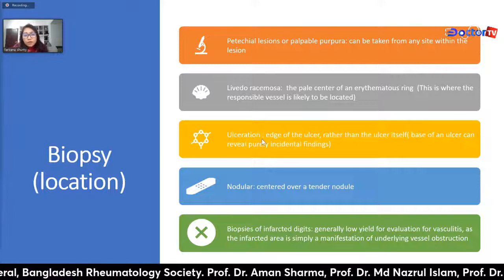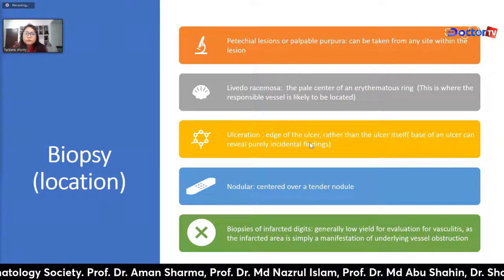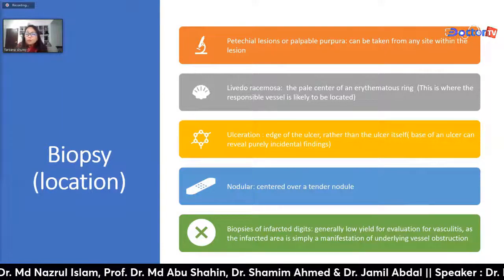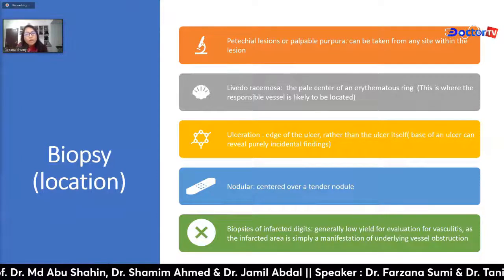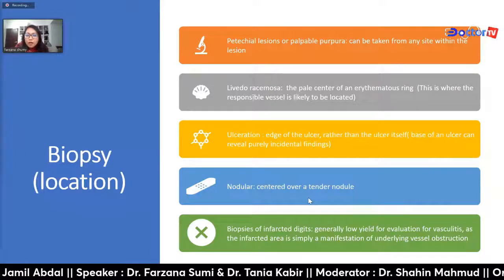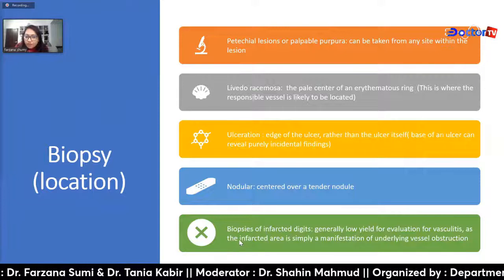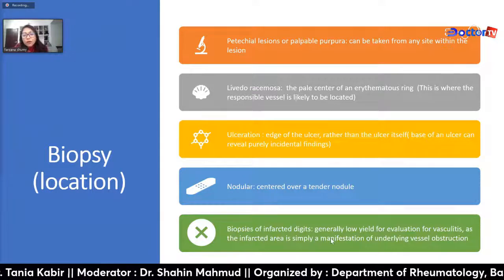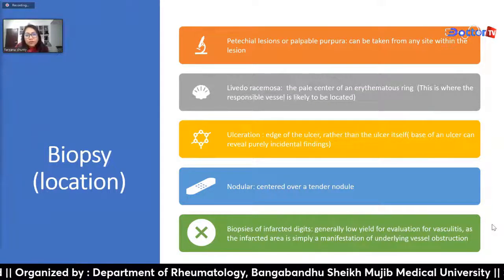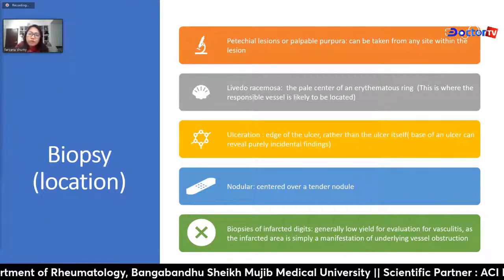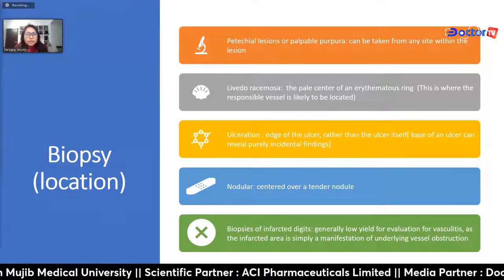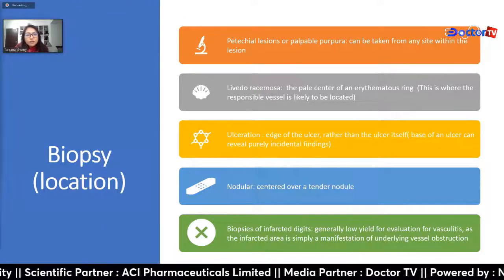And from an ulceration, we can take the biopsy from the edge of the ulcer rather than the ulcer itself, because if we take the biopsy from the base of the ulcer, it will reveal purely incidental findings. And if there is a nodule, we have to take the biopsy from the center of the nodule. And be careful, please do not take a biopsy from an infarcted area, because it is generally low yield for evaluation of vasculitis, as the infarct is simply a manifestation of underlying vessel obstruction, and you will not get any information apart from some cell infiltration, an incidental finding.